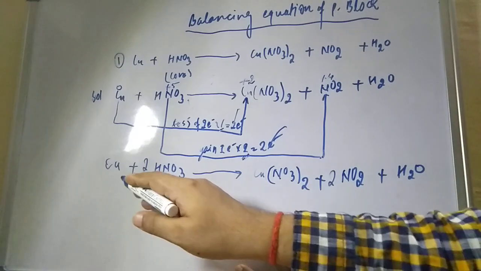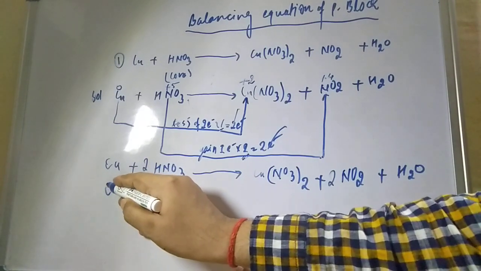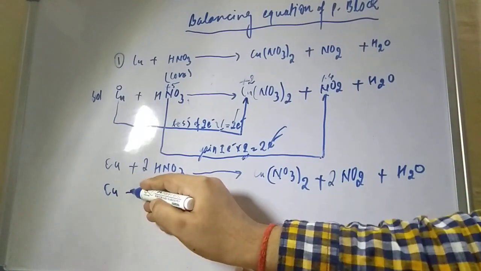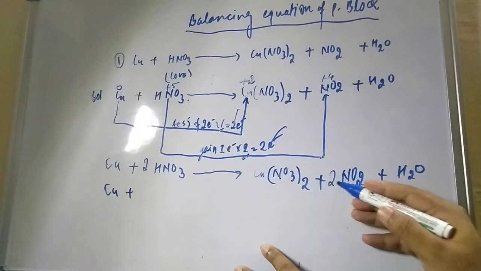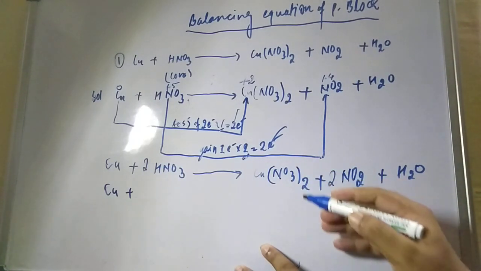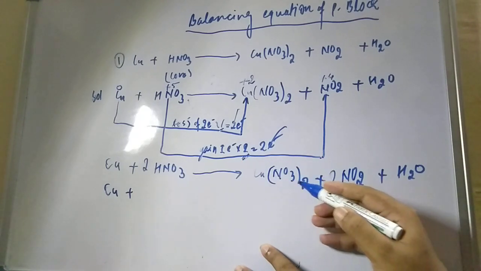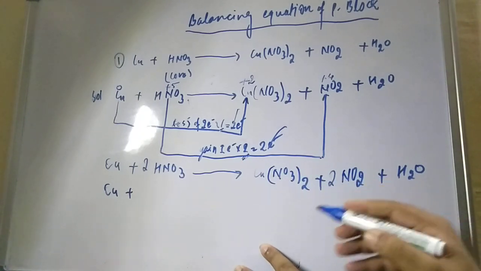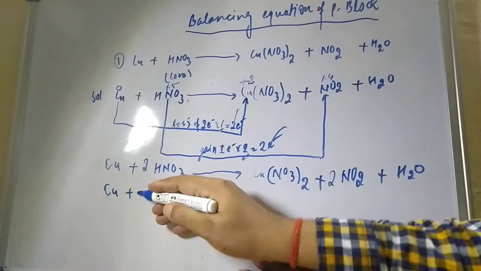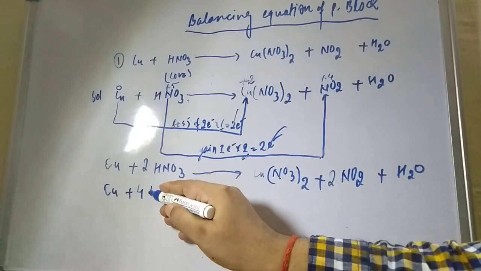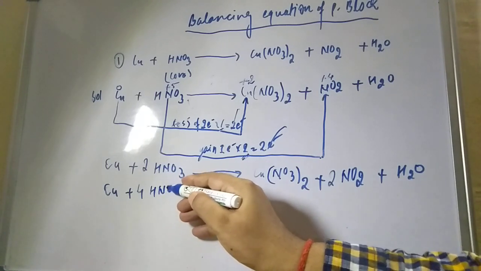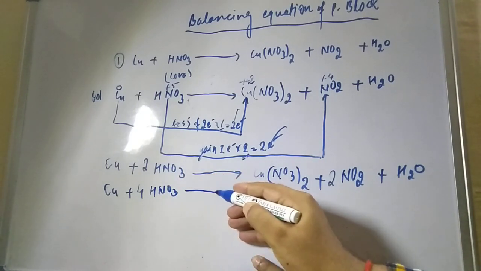So balancing nitrogen, student, you see copper is already balanced, but nitrogen here, you see 2 nitrogen here and 2 nitrogen here. So how many nitrogen here? 2 in the bracket, so 2 here and 2 here, so 4 nitrogen is there. So what we can do here, student, we can remove these 2 and write 4HNO3. So this is 4HNO3.